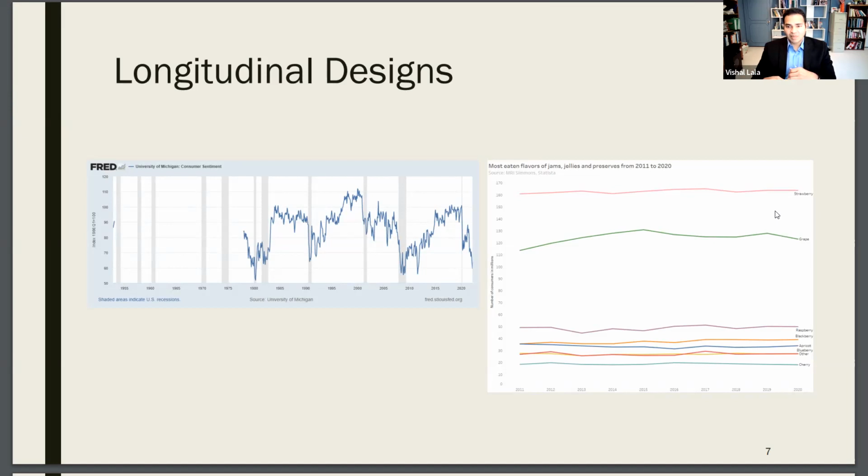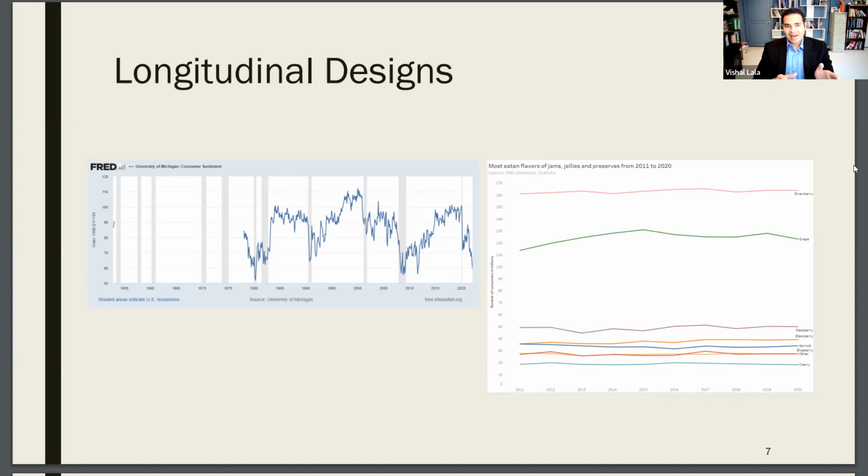Here's another interesting one. If you're ever curious about the kind of flavor people like for jams, jellies, and preserves, well, MRI-Simmons gathers some data on this, and we can learn that over the last 10 years or so, the flavor most preferred has been strawberry, and that hasn't changed much over time. Grape comes in number 2, raspberry number 3. We can see these trends are fairly consistent over the last 10 years or so.